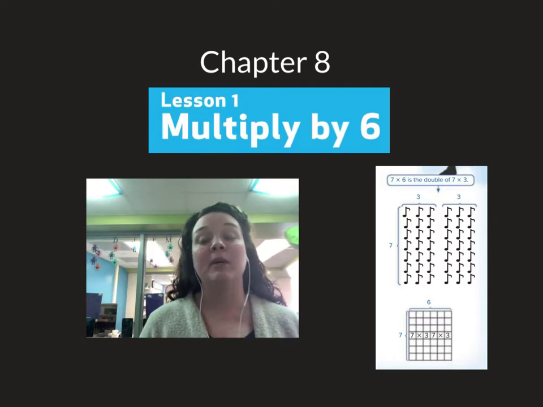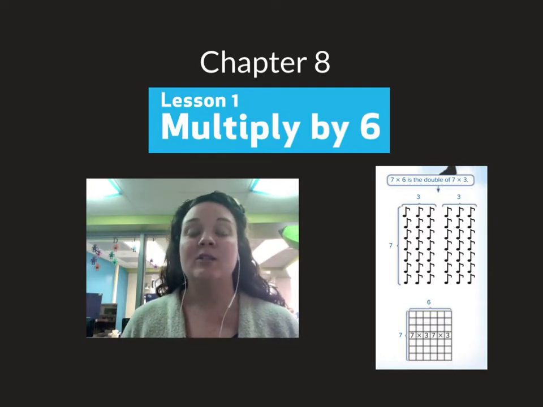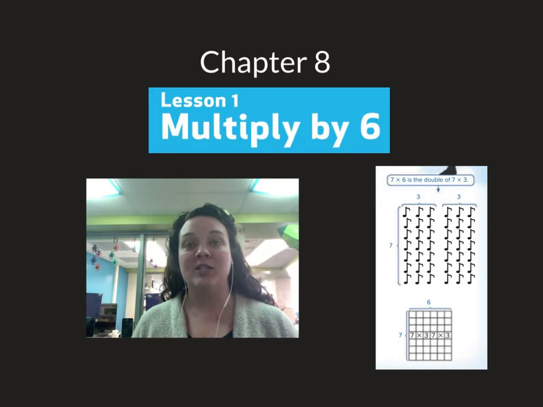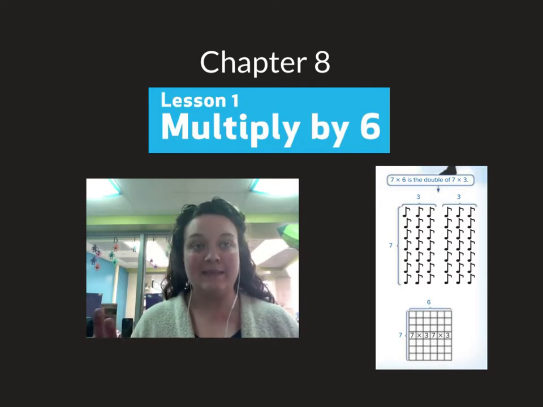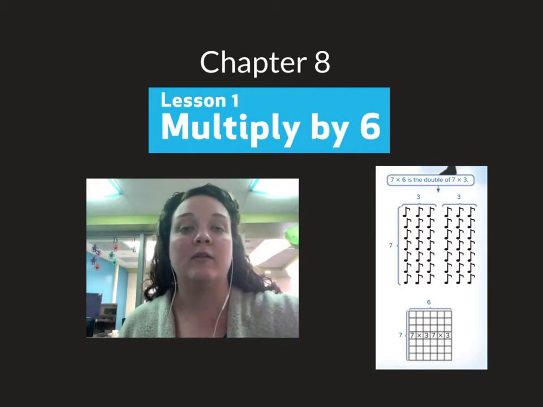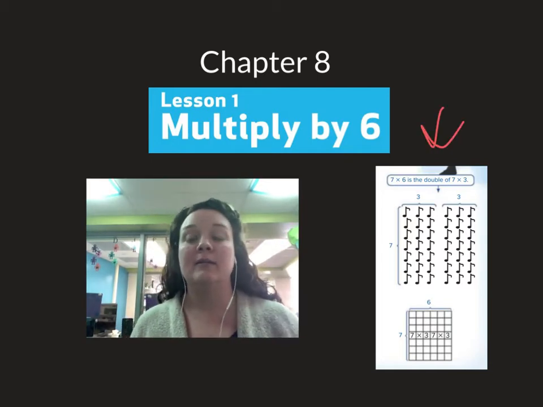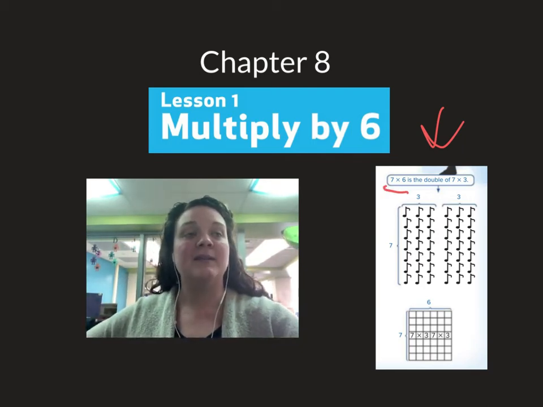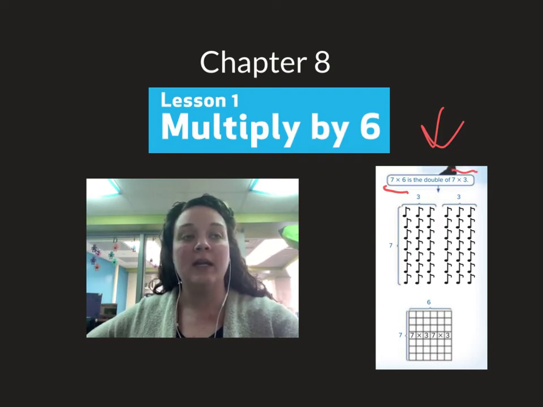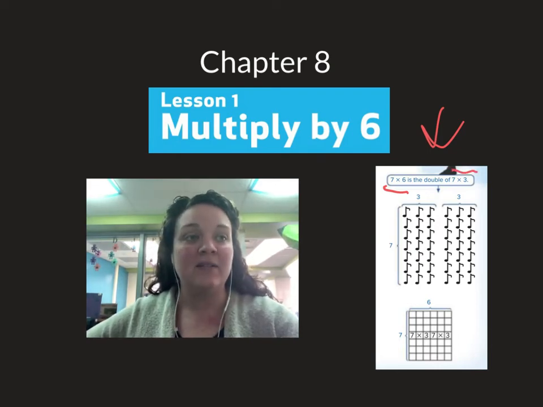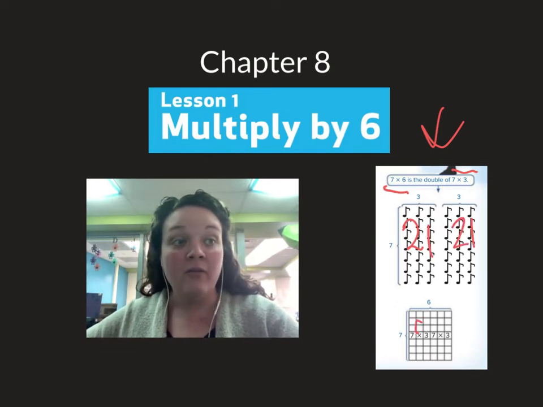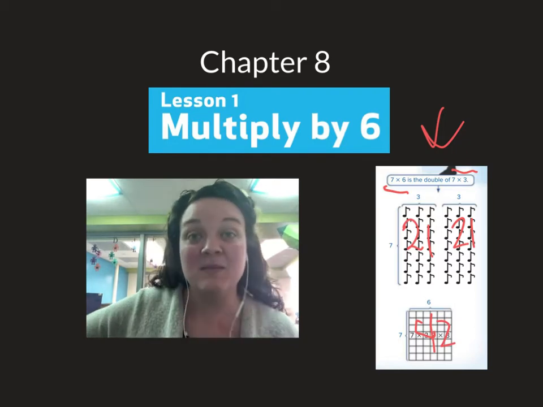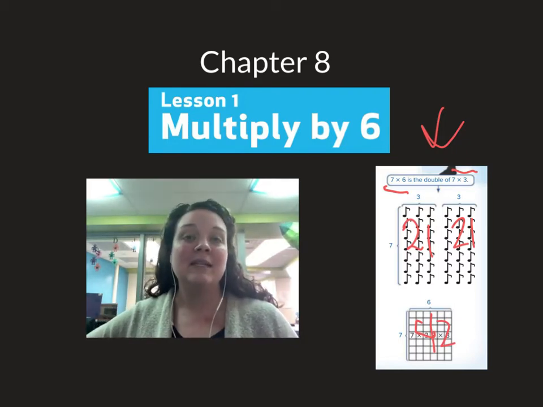Today we're going to talk about multiplying by 6. What we're going to do is use the strategy where we can double threes to find a bigger answer. If we look over here, you don't have to look at this in your book. I just pulled it up so you can get a quick idea. 7 times 6 is the double of 7 times 3. If I know my multiplication facts, 7 times 3 is 21, and 2 21s is 42. So then 7 times 6 is going to be 42. We're going to dig into that a little bit.